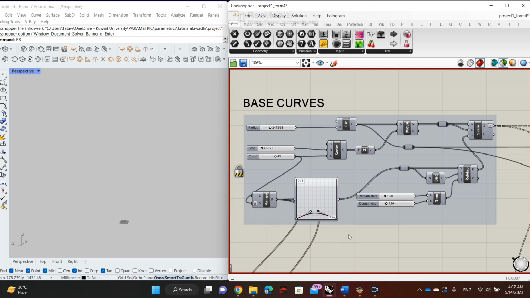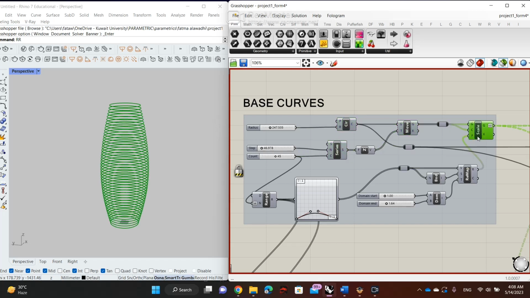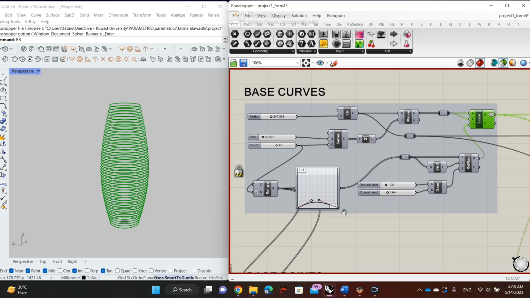So to begin with, I started off by creating the base of the tower, which is a circle. Then using series, move and scale components, I was able to create different levels. In addition to that, each circle needs to have its own value, so I created a range of numbers from 0 to 1 using the range component. Then these values were remapped using graph mapper.